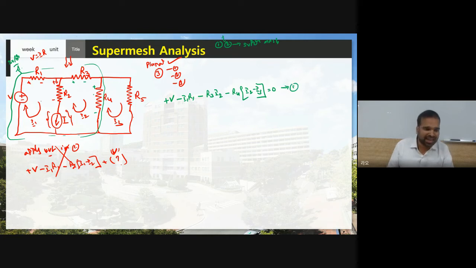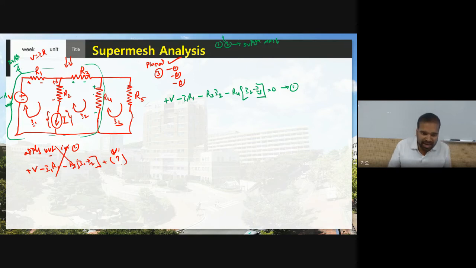What I did: I cannot apply KVL in loop 1 because of the current source, and I cannot apply KVL in loop 2 because of this current source. Therefore I formed a super mesh by using loop 1 and loop 2. Super mesh means I should not consider the branch, so here we have the current source and R2. You should not consider this entire branch. Now the remaining is the super mesh. I apply KVL to this super mesh, starting at the voltage source and traveling like this, except this entire branch. Then I get equation 1.